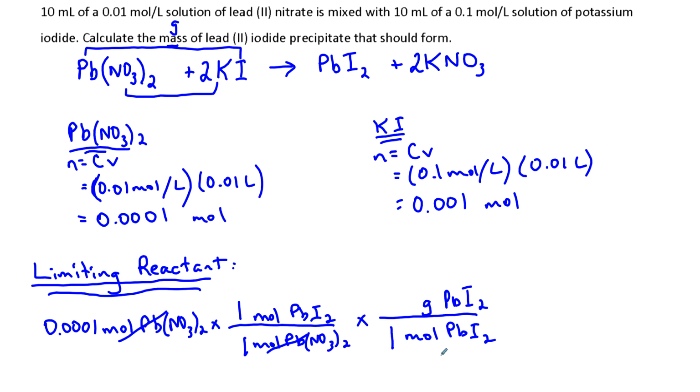This is going to be the molar mass step. How many grams are in 1 mole? I'm going to add the mass of lead to 2 times the mass of iodine, and that turns out to be 461 grams. So my only calculation here is 0.0001 times 461, which equals 0.046 grams of lead 2 iodide.